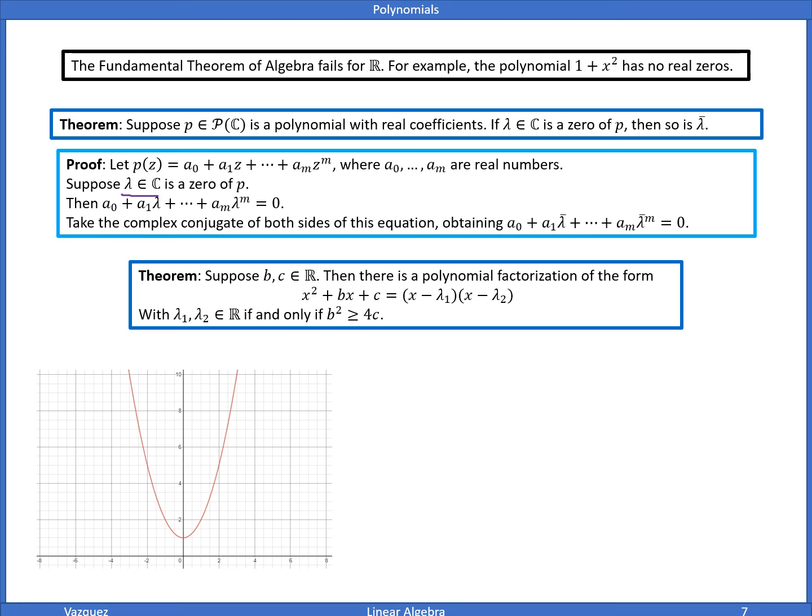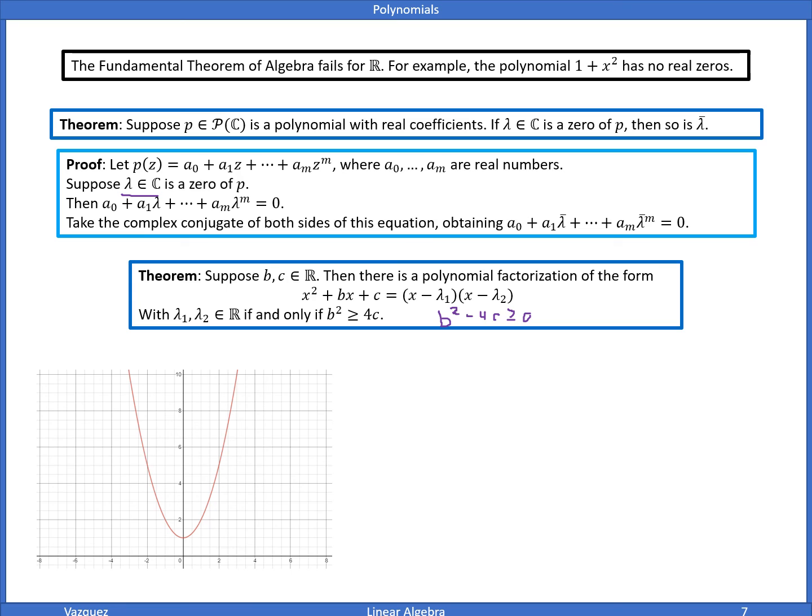But it basically tells us that any quadratic expression of the form x squared plus bx plus c can be factored into two separate factors, x minus lambda 1 and x minus lambda 2, where the lambdas are real, if and only if b squared is greater than or equal to 4c. In other words, b squared minus 4c is greater than or equal to 0. As we know, that's a discriminant that has to be greater than or equal to 0 for us to get real numbers.